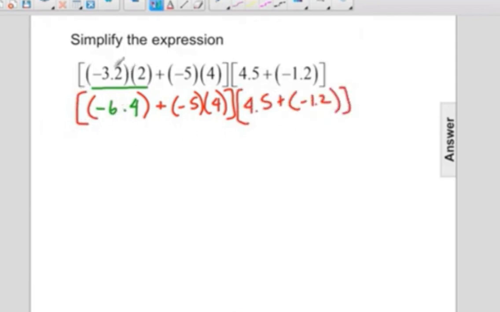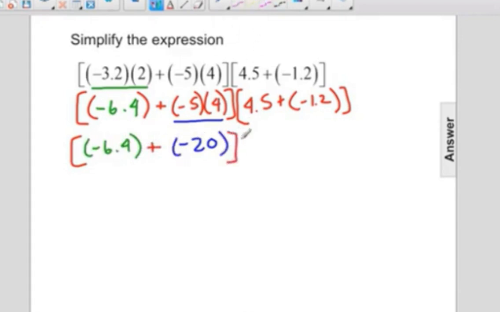Alright, so first things first, we did this piece. Next, we're going to do the multiplication inside of the first brackets that's on the right side. So that is negative 20. So we can write out negative 6.4 plus our negative 20, which we can put into parentheses, brackets, and then 4.5 plus negative 1.2.